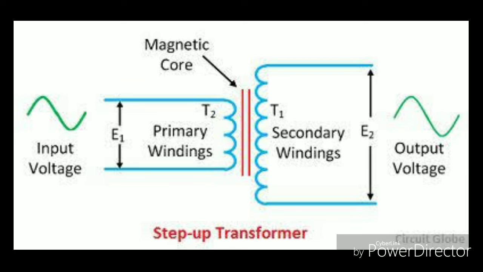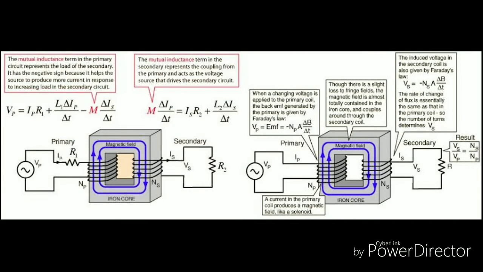In a step up transformer, the secondary winding voltage is more than the primary voltage. But the step down transformer has a primary winding voltage that is more than the secondary voltage. The secondary voltage is less than the primary voltage. So this is a step down transformer.